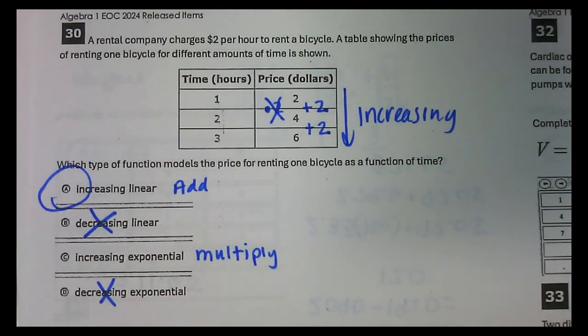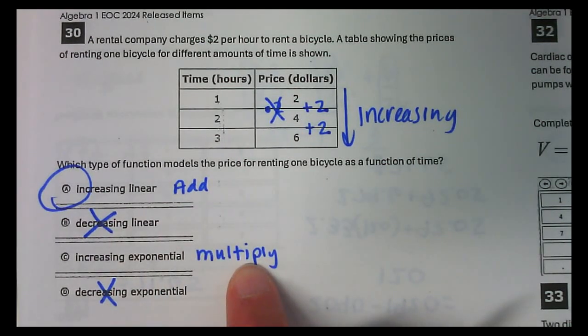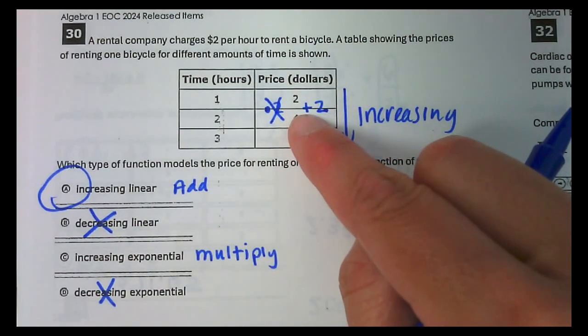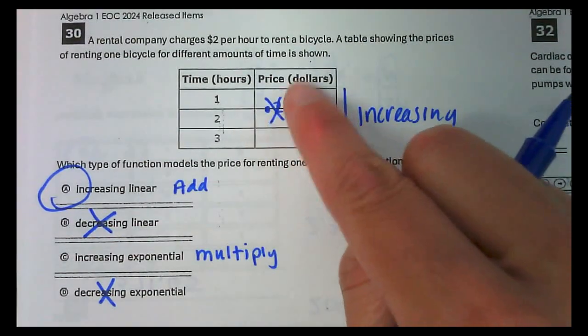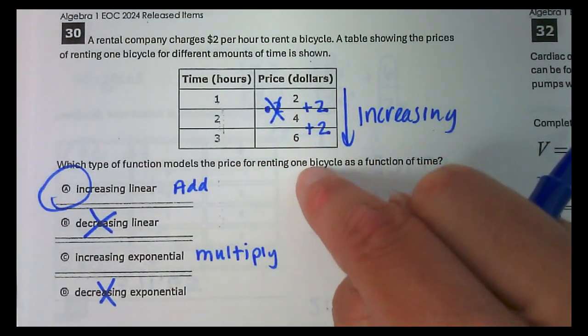So super important to remember that linear goes with adding and exponential goes with multiplying. And it's important to check more than one set of numbers, because you could see from that first set, from 2 to 4, we couldn't tell if we were adding or multiplying. You got to check a couple of them.